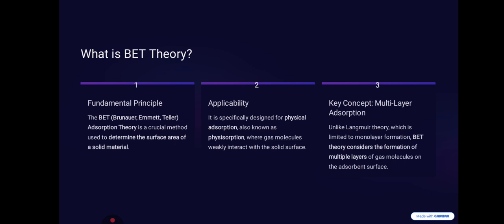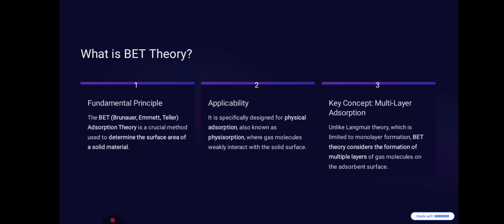The BET, Brunauer, Emmett and Teller adsorption theory is a crucial method used to determine the surface area of a solid material. Applicability of BET theory: it is specifically designed for physical adsorption, also known as physisorption, where gas molecules weakly interact with the solid surface.